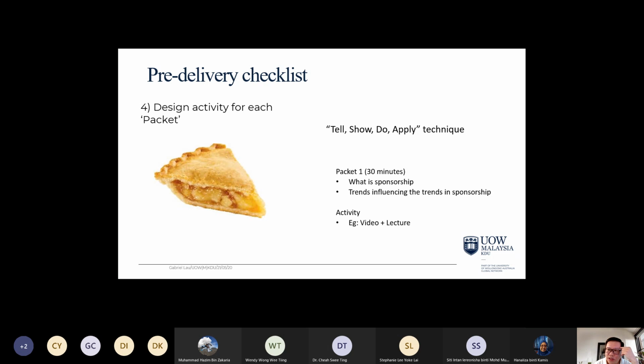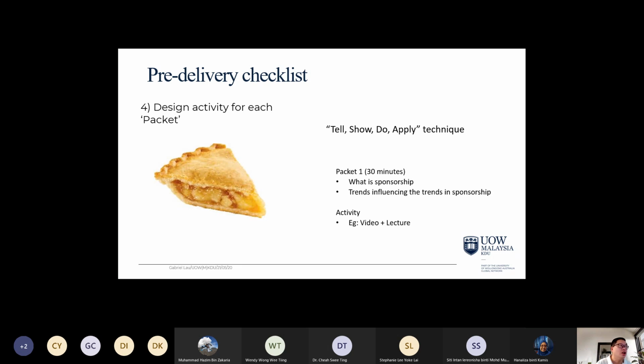Sponsorship, so I'm thinking, it's an intro. So what is sponsorship? Maybe I can find a video from YouTube. The video could be very interesting to catch the attention of the students. Wow, this is what sponsorship is: Coca-Cola, Pepsi, Mercedes-Benz, for example. So my activity for the first packet is I will use a video and a lecture, with a short lecture of maybe 5 to 10 minutes to emphasize the must-know key theories in that particular packet itself.